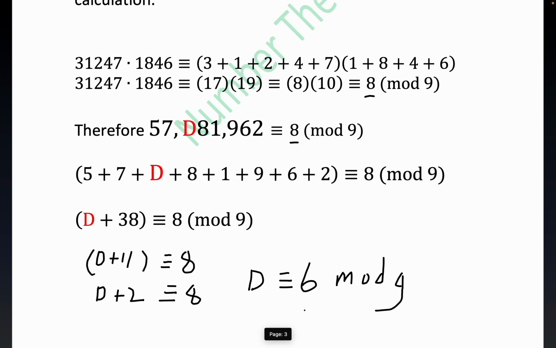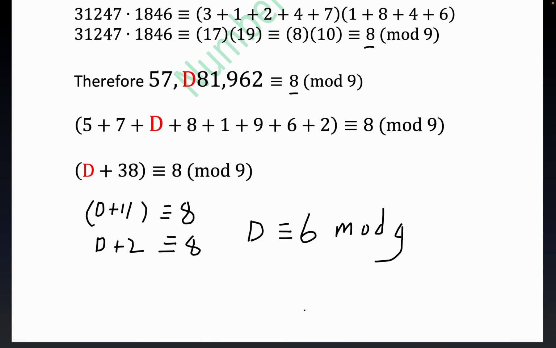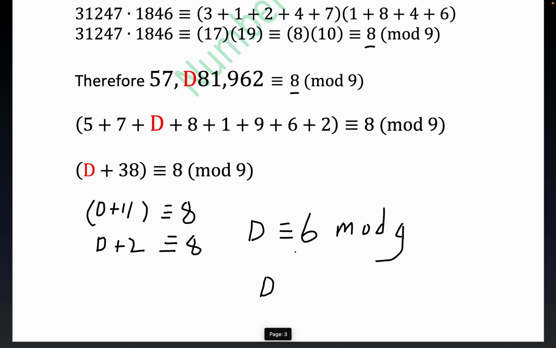So that means the missing digit, since digits are between 0 and 9 inclusive, must be D equal to 6. You know, that's a horrible 9, isn't it? My God. Okay, but that means that D has to be equal to 6. There's a lot of other solutions, you could have 15, but 15 is not a digit, right? There's an infinite number of solutions to this, but only one would work since digits are bound between 0 and 9.